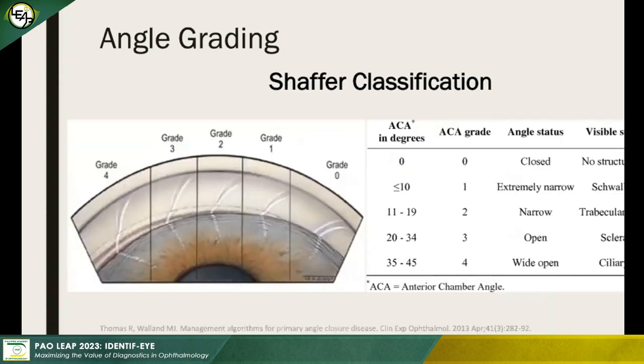The Shaffer system describes the angle between the trabecular meshwork and the iris. So this is a graphic representation of that. Although it describes degrees, the grading is also associated with descriptions like extremely narrow, narrow, open, or wide open, and it also describes which structures you can look for. As opposed to the Shea classification, with the Shaffer, the higher your grade, the more open your angles are. So it's the reverse.